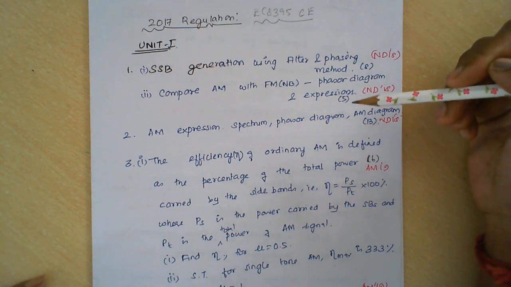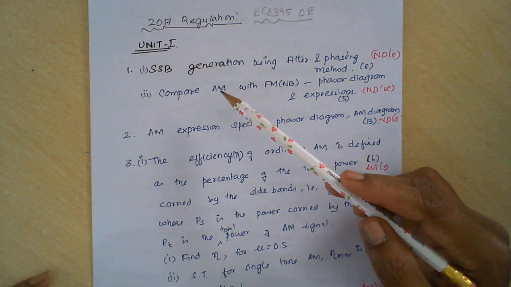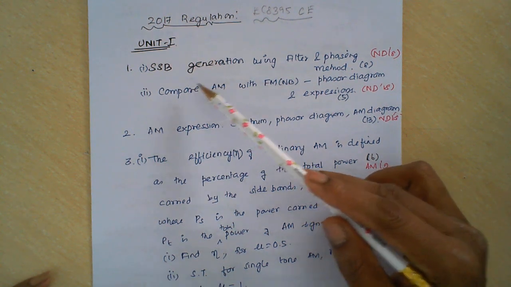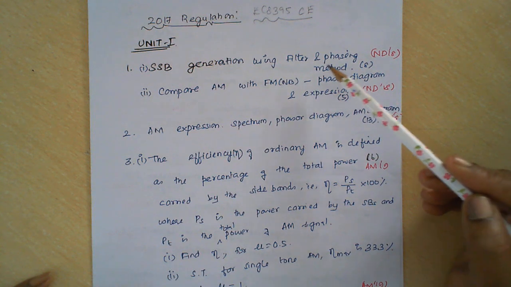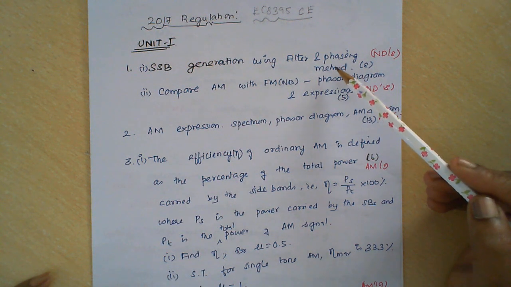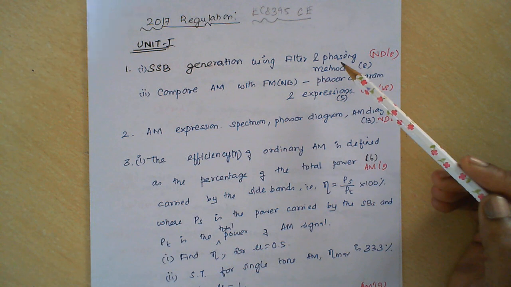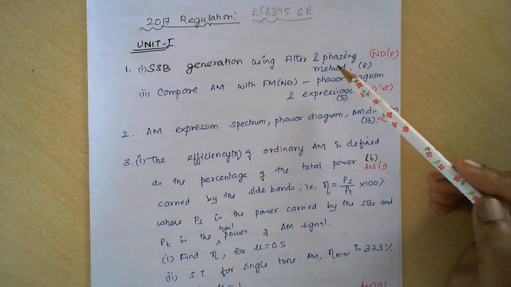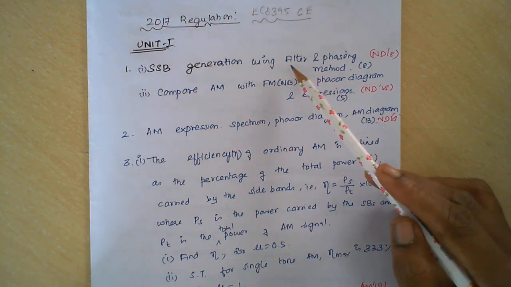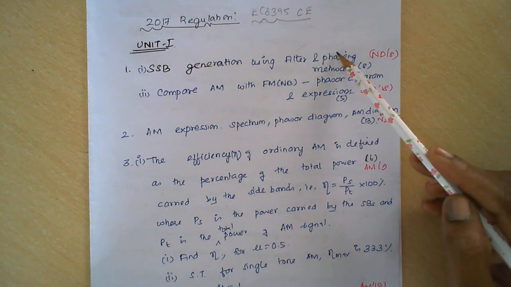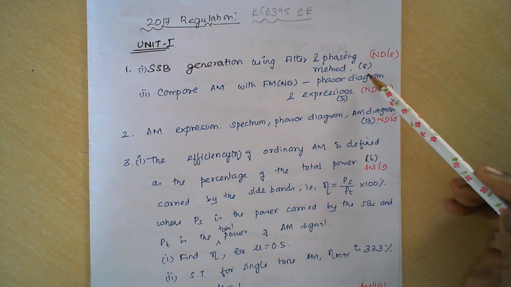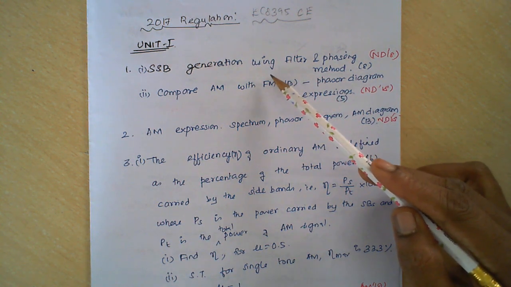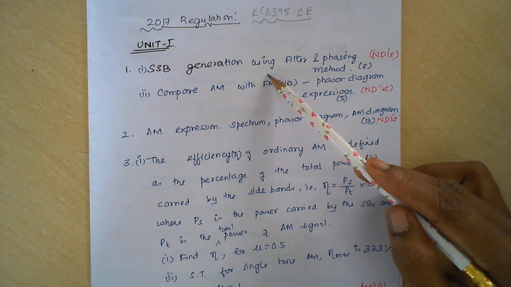are discussed here. Under the first unit they have asked SSB generation using the filter and phasing method. You can write either any of the phase shift methods, either Weaver's method or the filter method. Under the filter method there is one type, and here we have 2 types, so you can write any one method. The mark is only 8 marks. So you go with the block diagram and write about the generation in short.